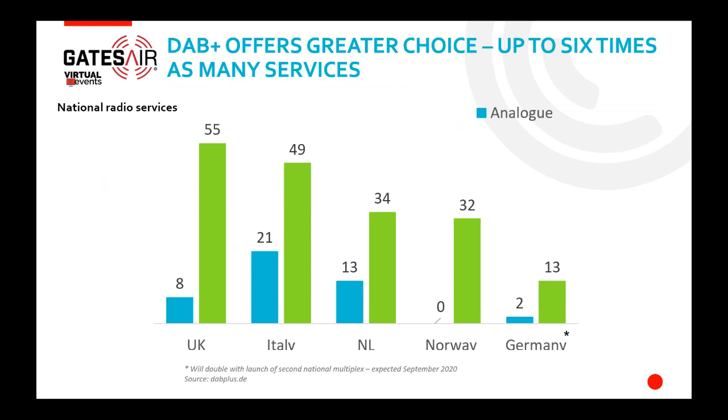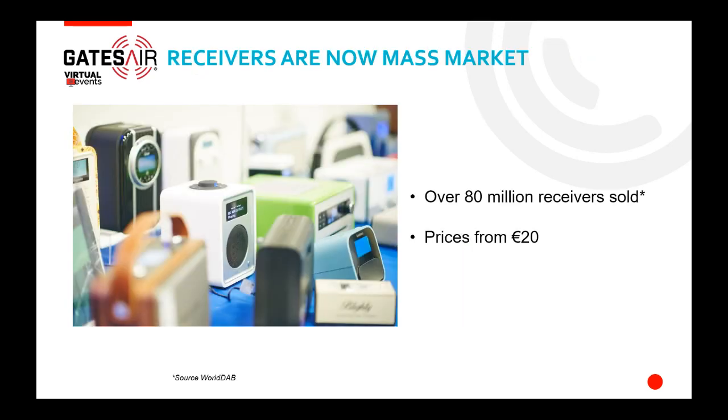In Italy, just shy of 50. The Netherlands, more than double what they had. Norway has now shut off analog, so there are 32 nationwide services, and Germany had only had 2 nationwide FM services, and now there are 13. So digital delivers in additional content as well.